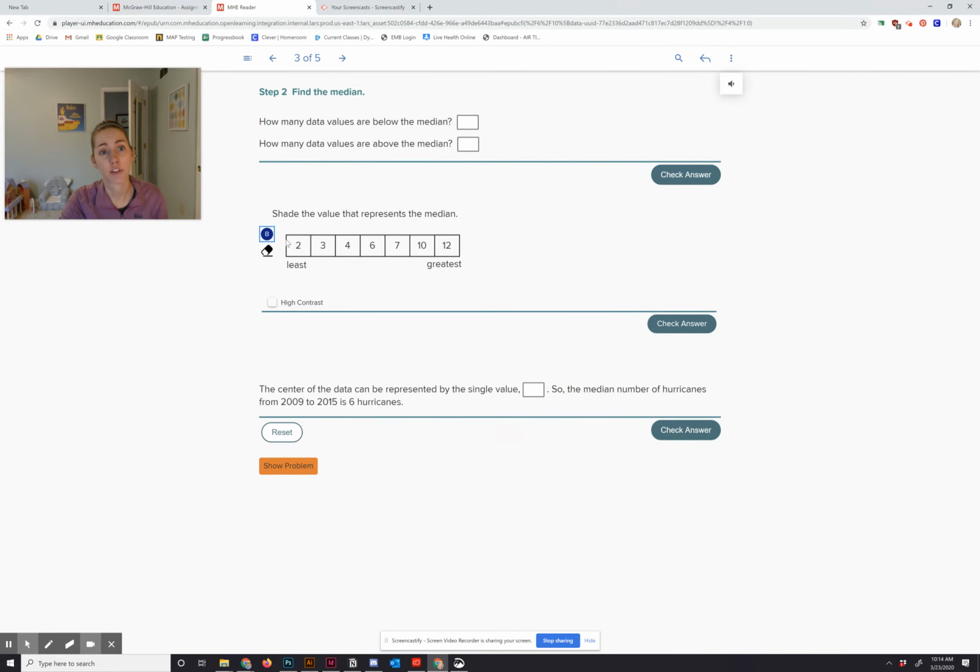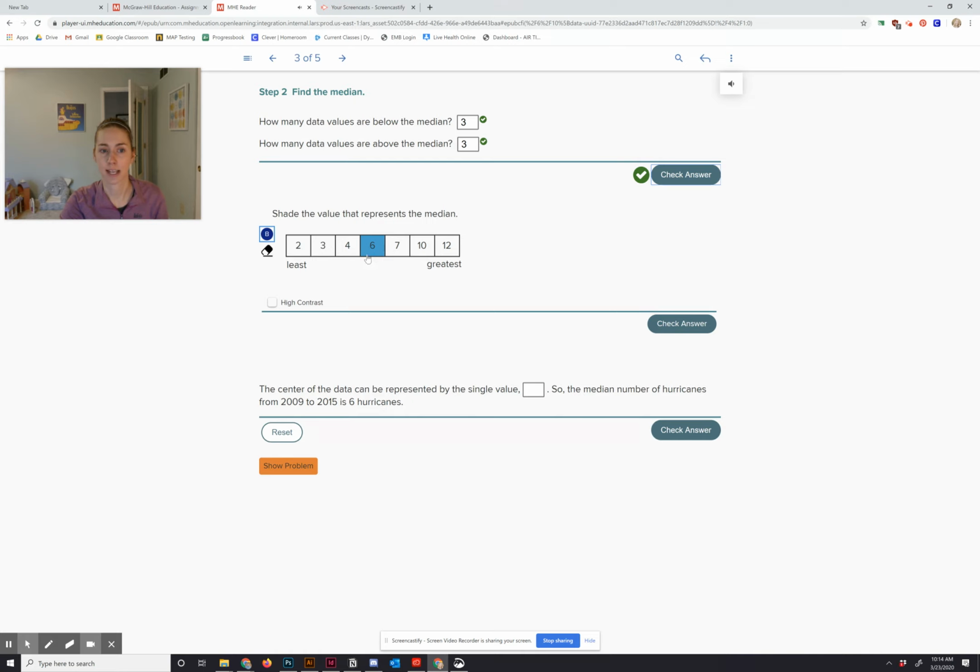Back to my slide for the example, I'm on slide 3 of 5. How many data values are below the median? Our median's 6. There's 1, 2, 3 values below the median. How many data values are above the median? I look at my median and count how many are to the right: 7, so that's 1, 2, 3. There are 3 values below the median and 3 values above the median. Let's check our answer.